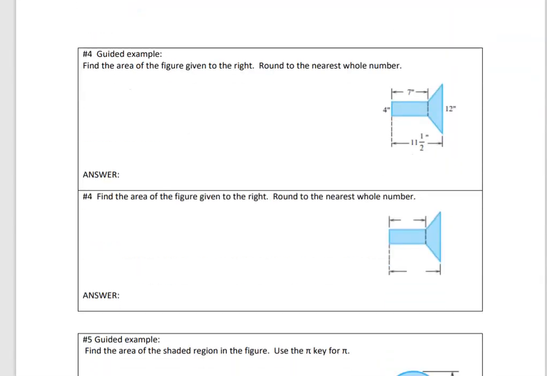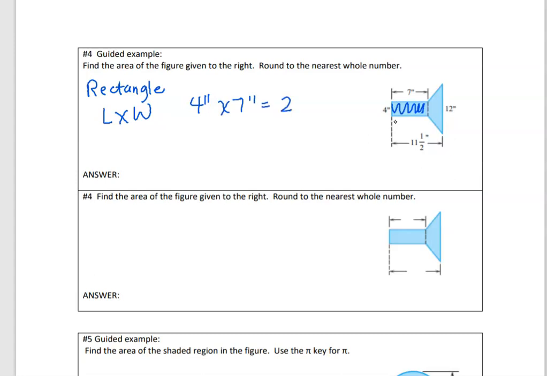Find the area of the given figure to the right, round to the nearest whole number. So we've got the first little section right here is a rectangle. So let's just talk about this little area right in here of this shape. That's our rectangle. Well, to find the area of a rectangle, you just want to do length times width. So we would do 4 inches times 7 inches, which is going to get us 28 inches squared. Now we've got this trapezoid down here, and we need to find the area of it. So that's going to be a little bit different.